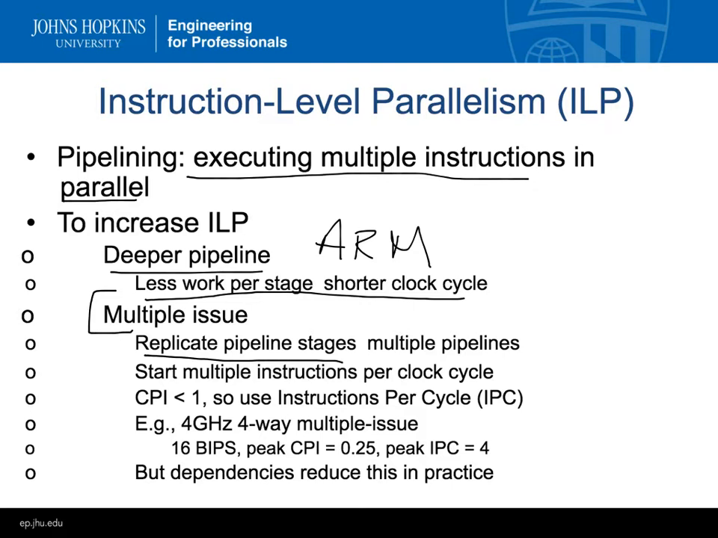And so you could start multiple instructions every clock cycle, and since what we're looking for is to do more than 1 at a time, we're going to use instructions per cycle rather than cycles per instruction. If we could issue 4 at a time, perhaps we could get to a CPI of 0.25, which would be an instructions per cycle of 4. But this would be the upper limit of what we could get, and we probably won't get it because of dependencies and hazards, just like we've already talked about.